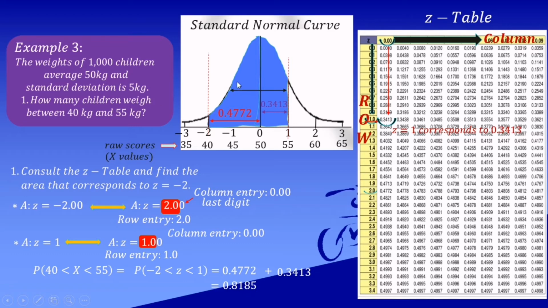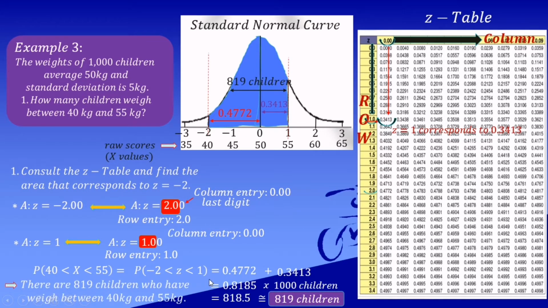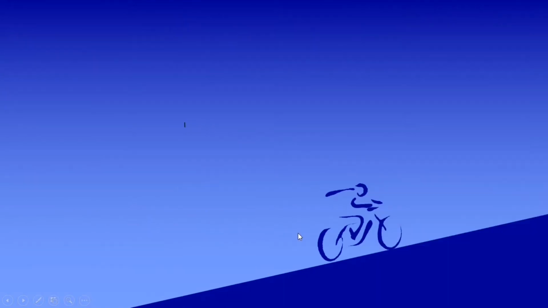Yan, 0.8185. Since meron tayong 1,000 children participants in this standard normal curve. So, multiply natin into 1,000 children. So, 818.5 approximately to 819. Round off lang natin. Yan ang ating shaded region equivalently to 819 children. So there are 819 children who have weight between 40 kilograms and 55 kilograms.